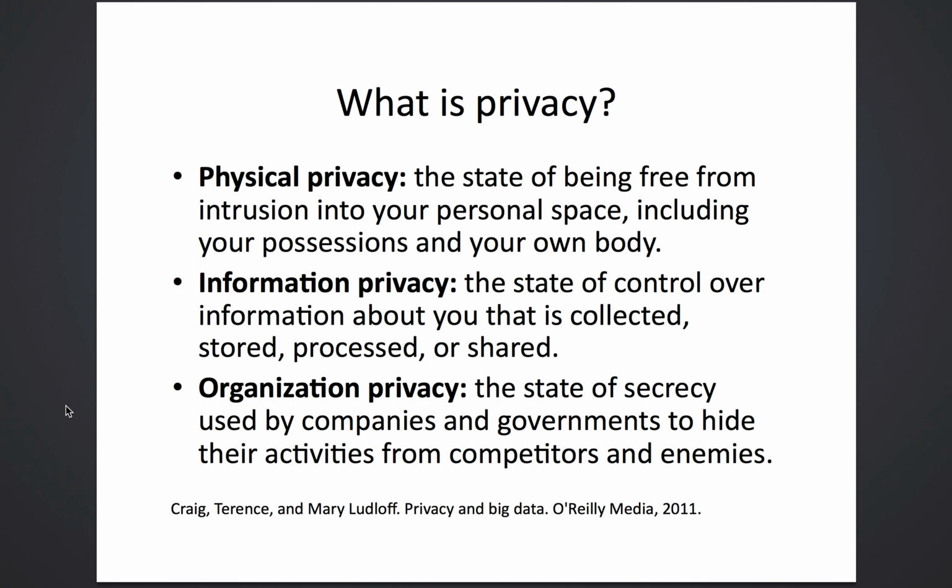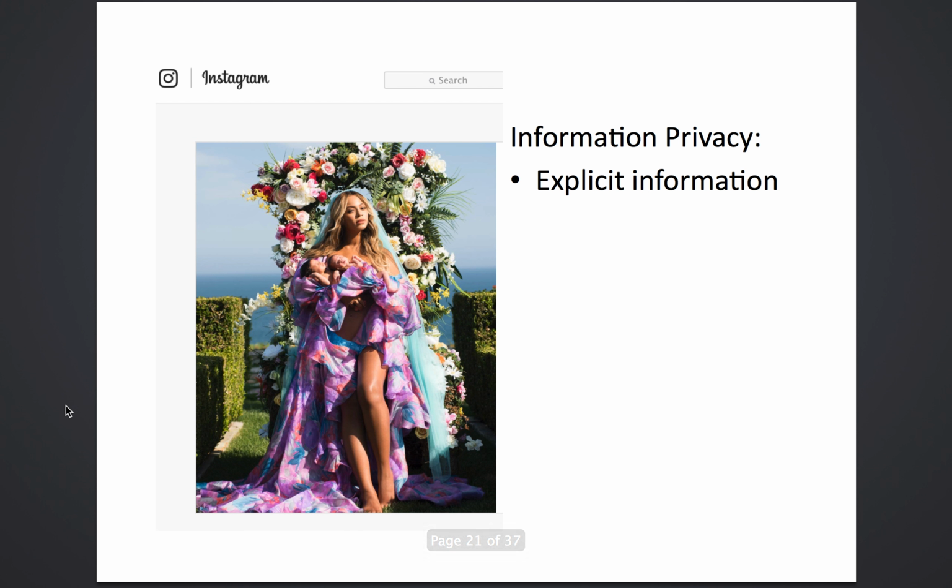But in recommender systems, we focus a lot on informational privacy. This is the state of control over information about you that is collected, stored, processed, or shared. Basically, the goal of protecting privacy is to keep the people about whom the data is, who generated the data, in control of the data and the implications of that data.